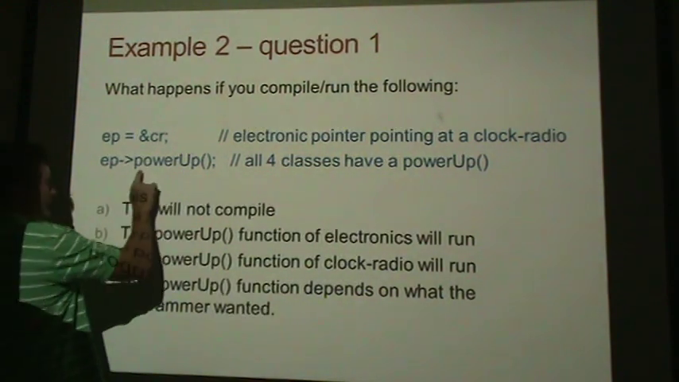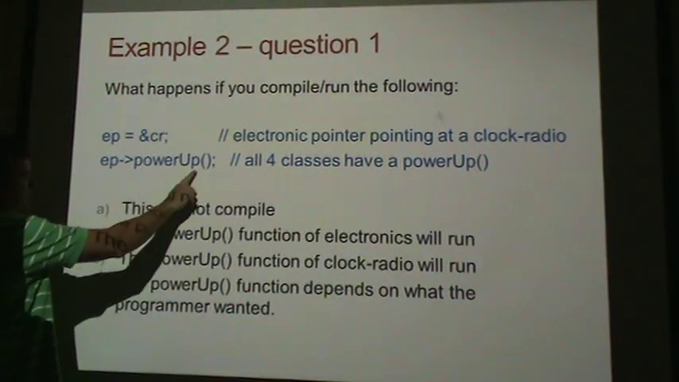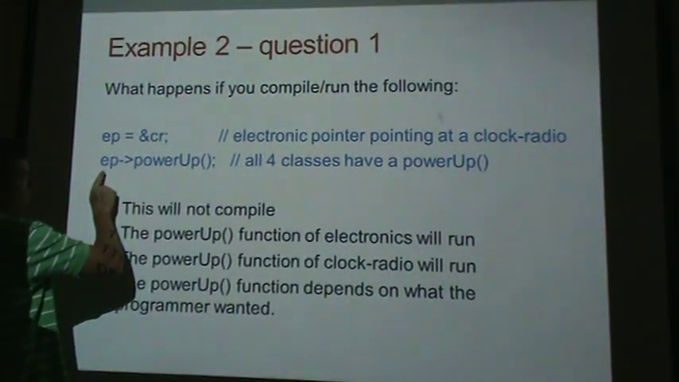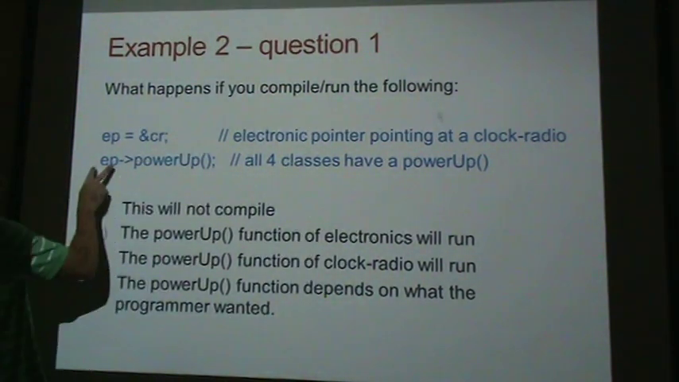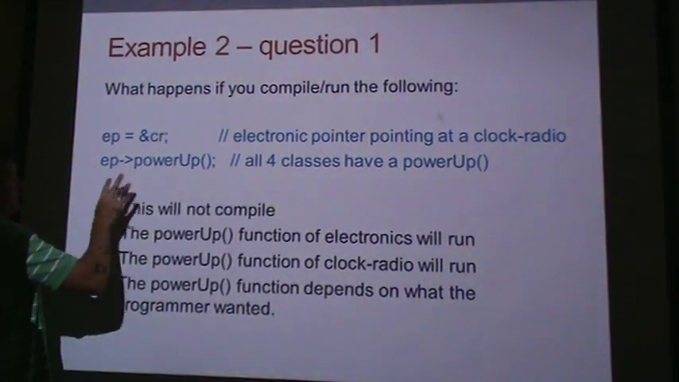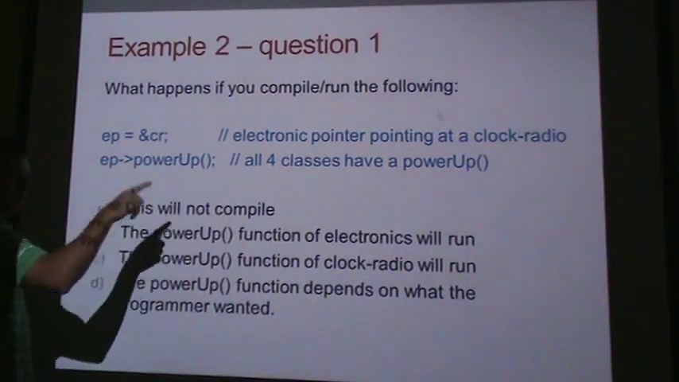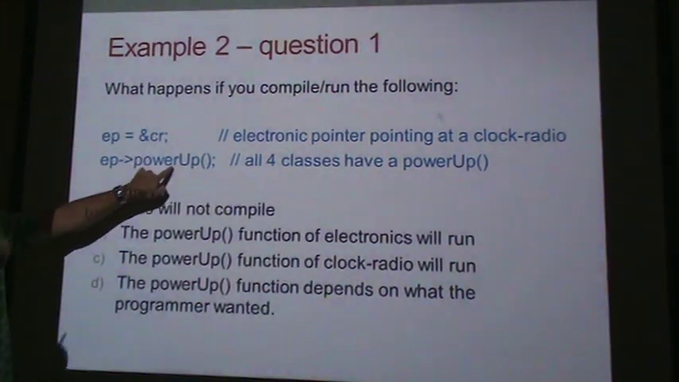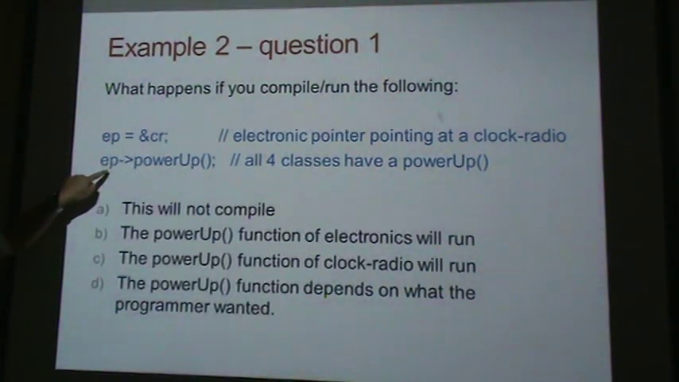But in this particular example, we have a function in electronics called power up. And we also have another function with the same exact name in clock radio. So now the question becomes, if we do allow this to compile, which version of power up should run? The power up of the pointer's type, or the power up of the thing being pointed at's type? Now, it seems logical that you would want the more senior version of PowerUp to run. But what would that involve at compile time or runtime?